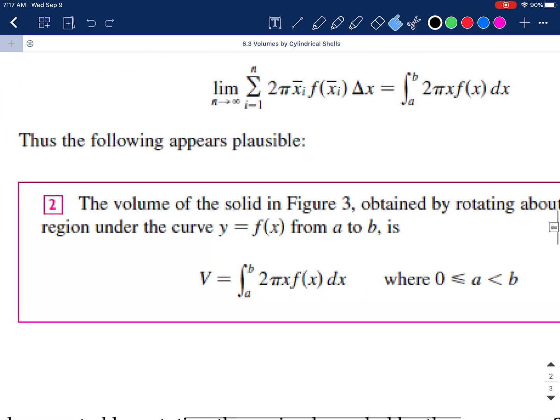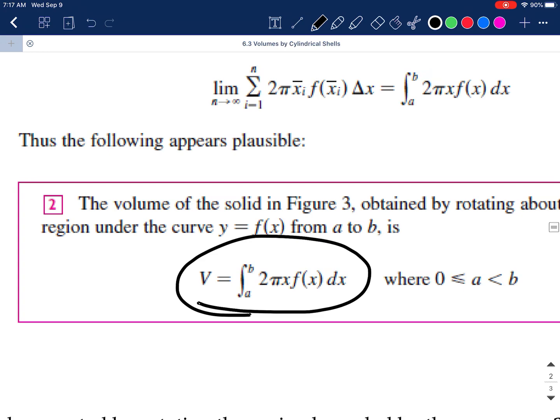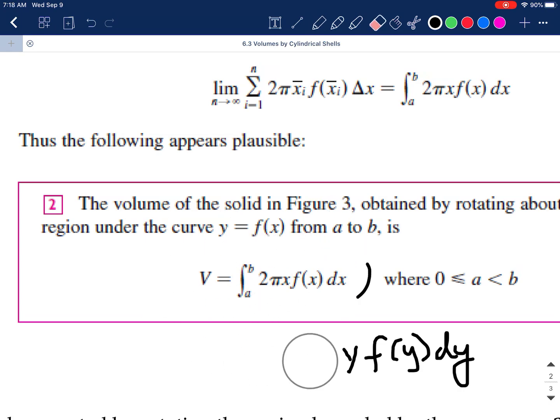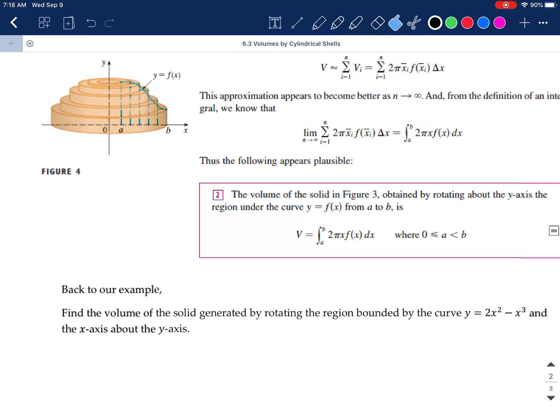And so what we end up with is this guy, the integral from a to b of 2 pi x f of x dx. If we are rotating about the x-axis, then the only thing that'll change is we'll integrate along the y-axis, of course, from c to d, and then we'd have 2 pi y f of y dy. Right? So it's going to be the same if we're dealing with functions of y as well. All right.